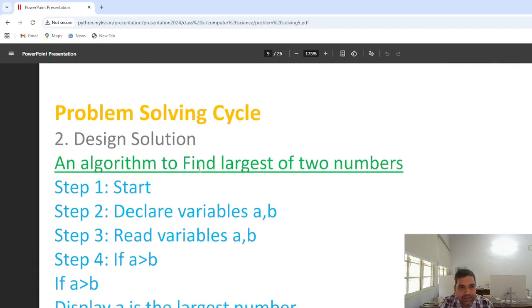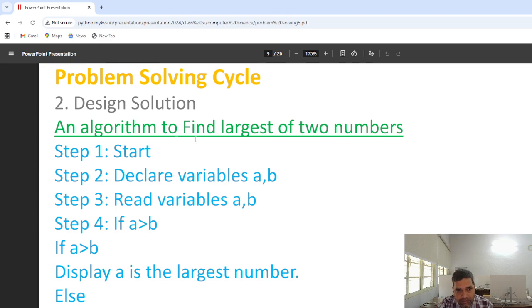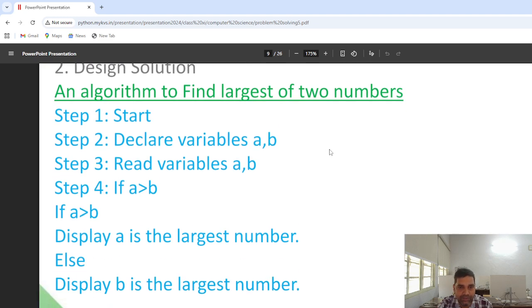Students, in the problem solving cycle in the design solution, here we see how we write the algorithm. So, algorithm to find the largest of two numbers. Suppose we have two numbers and we have to find which is the biggest one. First we declare the variables a and b which are going to store these two numbers. Now we read the variables a and b, what values they store.